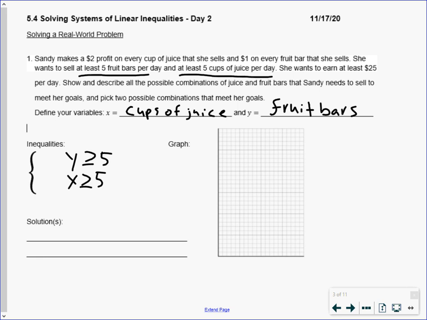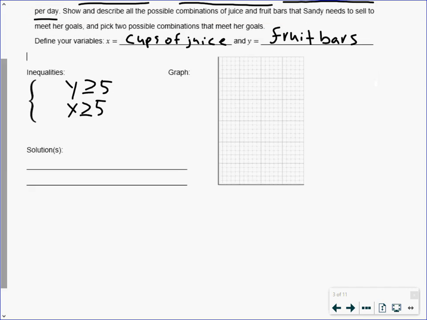And the last thing we're told is that she wants to earn at least $25 per day. So her total profit needs to be at least $25. And we go back to the first sentence of the problem. It tells us she makes $2 profit on every cup of juice that she sells and $1 profit on every fruit bar that she sells. So we know our equation for the profit is going to be 2x, $2 profit per cup of juice that she sells, plus 1y, or $1 profit per fruit bar that she sells, and that needs to be greater than or equal to 25. We have our 3 inequalities.